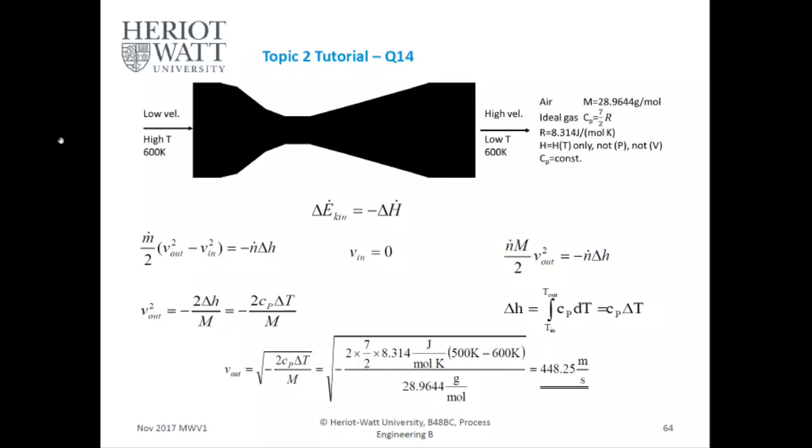the mass flow rate over 2 times the change in velocity squared equals negative n change in enthalpy. That's your enthalpy change, and your V in equals 0. So n, the molar flow rate multiplied by the mass of the air over 2 times V out squared equals negative molar flow rate times change in enthalpy. Hence, V out squared equals 2 change in enthalpy over m, which equals negative 2 Cp delta T.